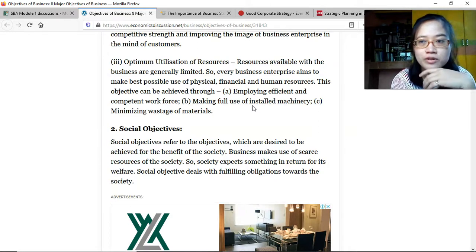Making full use of installed machinery. Okay, and then you have your minimizing wastage of materials. Okay? Ganun na rin. Okay?